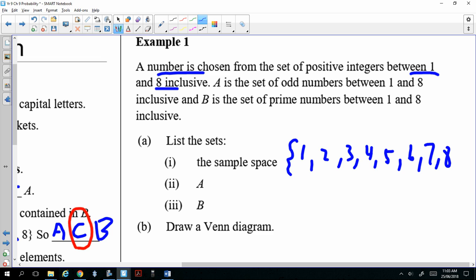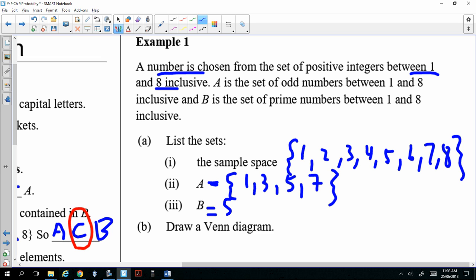And the set A is the set of odd numbers from 1 to 8. So that means you write 1, 3, 5, 7. These are the set of odd numbers. And then B is the set of prime numbers. Now, is 1 a prime? No, you only got one factor. So 2 is the smallest prime. 3, 5, 7. Right? These are the prime numbers.